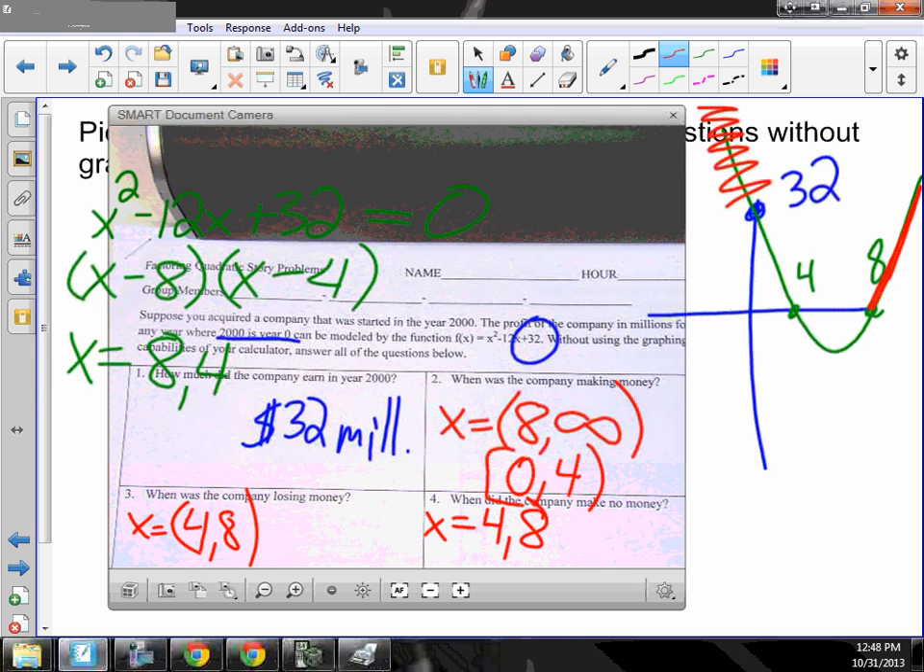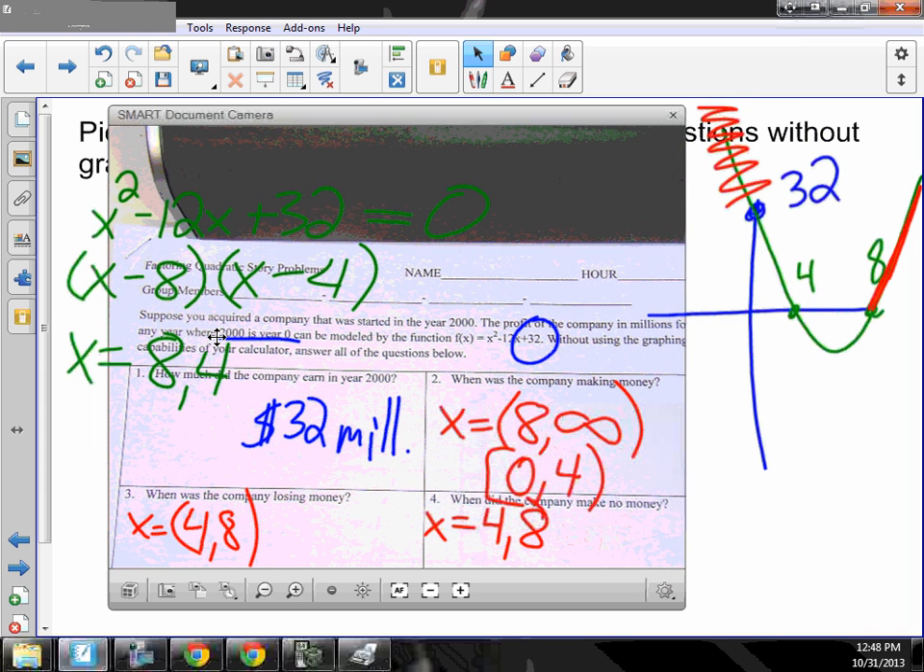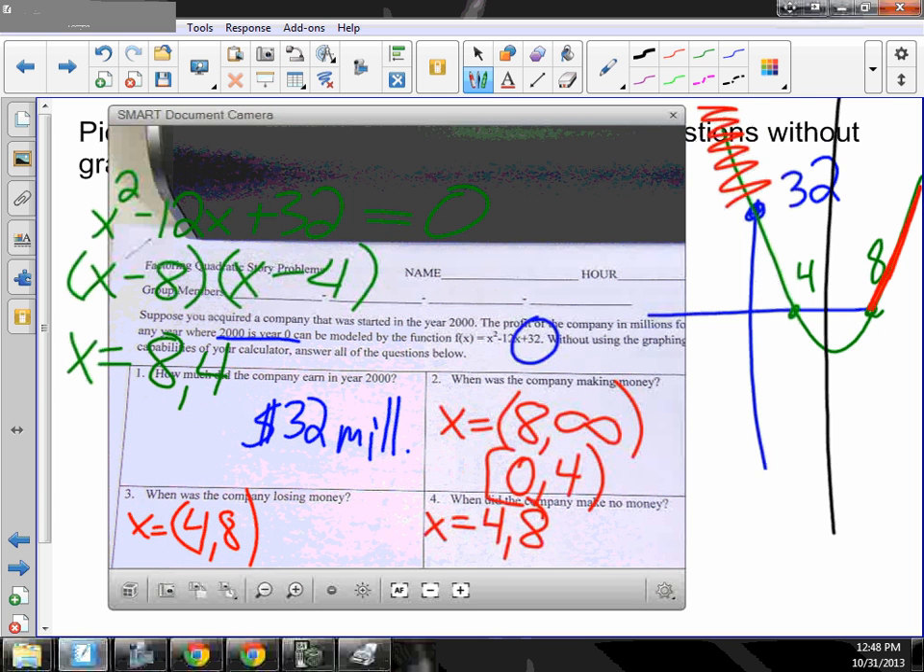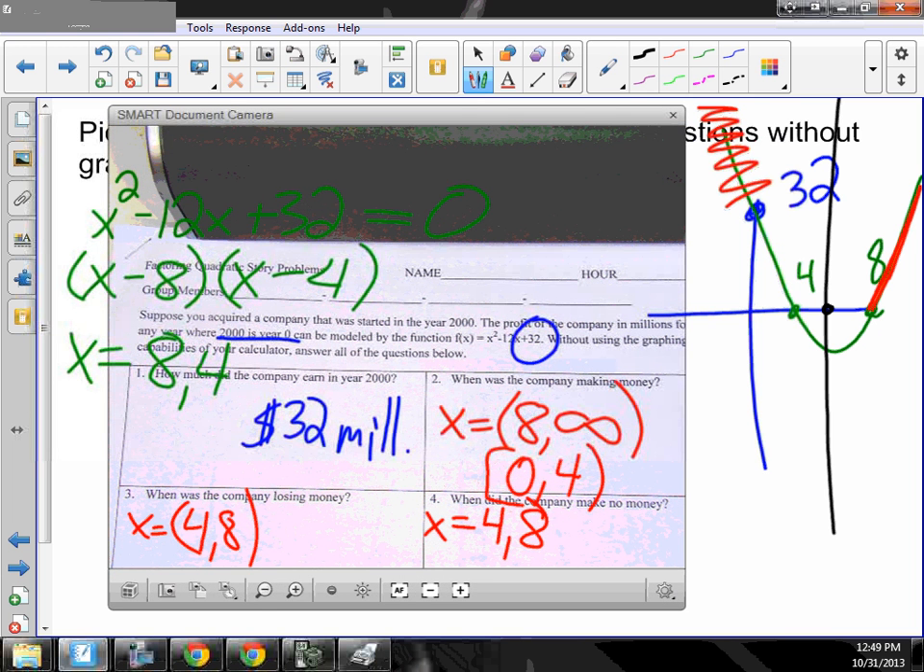So number 5. What was the worst year that the company ever had? How do you know it's 6? So can we assume that if I draw a line down the middle, that the left side is a mirror image of the right side? Yes. Parabolas are symmetric. They are all symmetric, which means halfway between 4 and 8 is the worst year, which is 6.